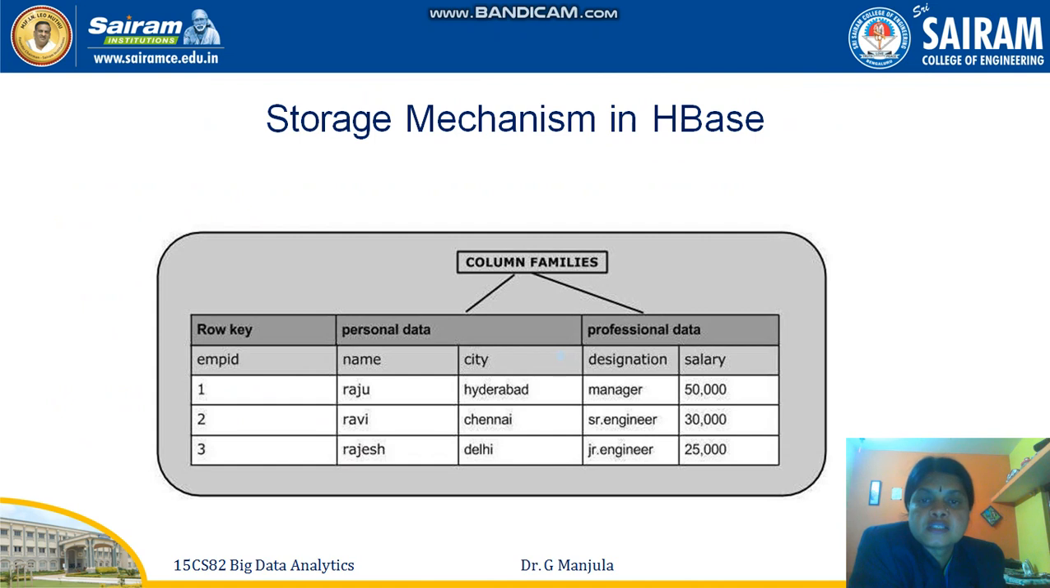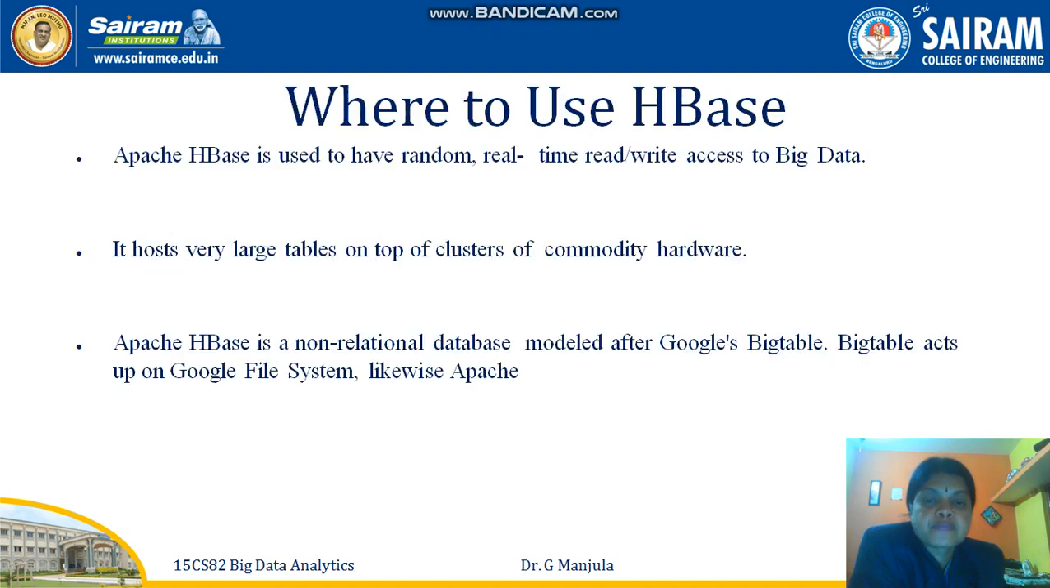You can see here the storage mechanism in HBase, that is, column families. Can you see the column family? Personal data and professional data. These are the column families. In each column family, there are different types of n number of rows. Maybe a name, or a city, or a designation, salary, or anything. So each name will have n number of key values, that is an employee ID, a primary key like 1, 2, 3, 4. So this is about HBase, just like tables, rows and column families.